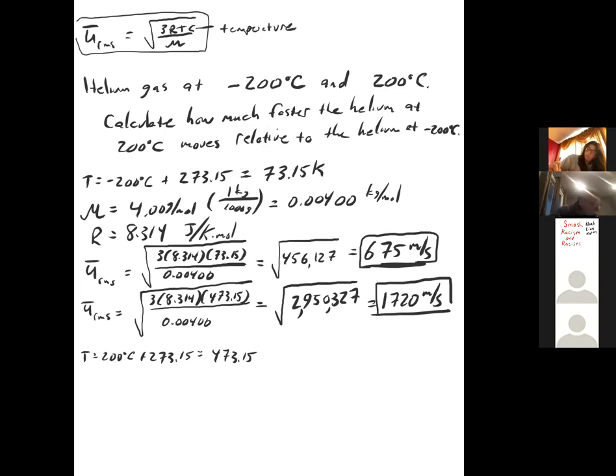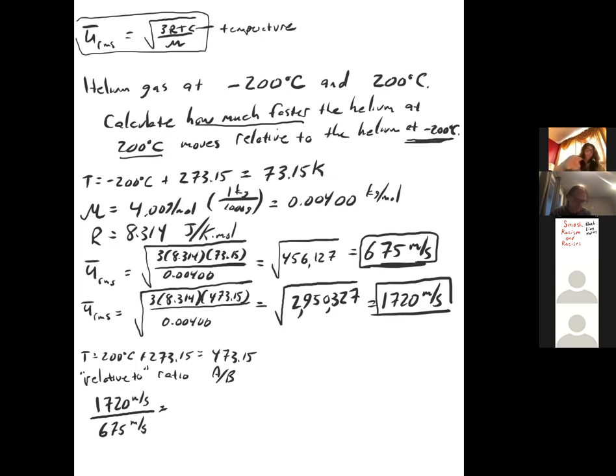That's pretty fast. So now the question was, how much faster does the helium at 200 move relative to the helium at negative 200? So relative means division. If someone says relative to, they mean do a ratio, A over B. Okay, so let's take the faster one, 1720, divide by the smaller one, 675. And you get about 2.5.